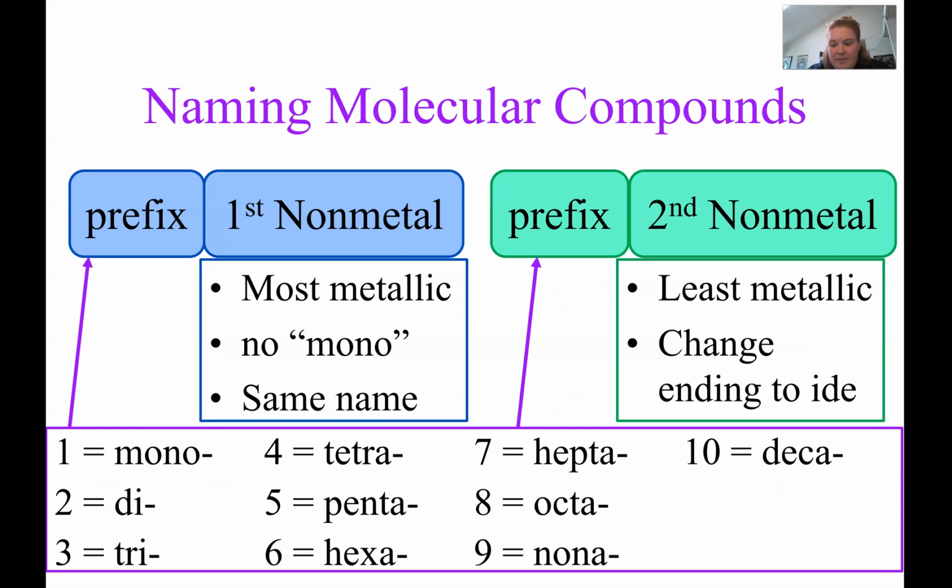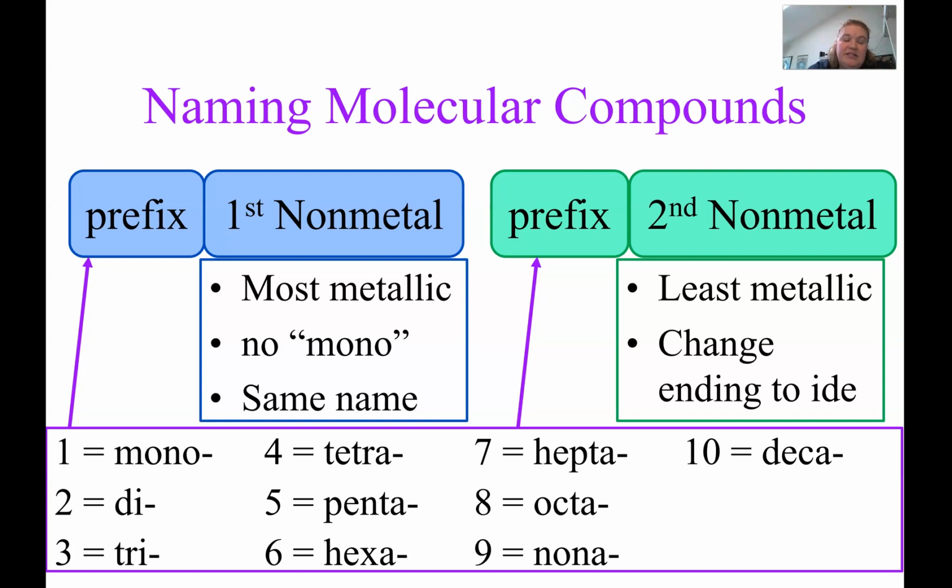So now we're going to talk about molecular compounds. Molecular compounds are made up of nonmetals, and they can be made up of multiple nonmetals, but we're going to talk about how to name molecular compounds that are only made up of 2 types of nonmetals. And there's really not that many pieces to it.